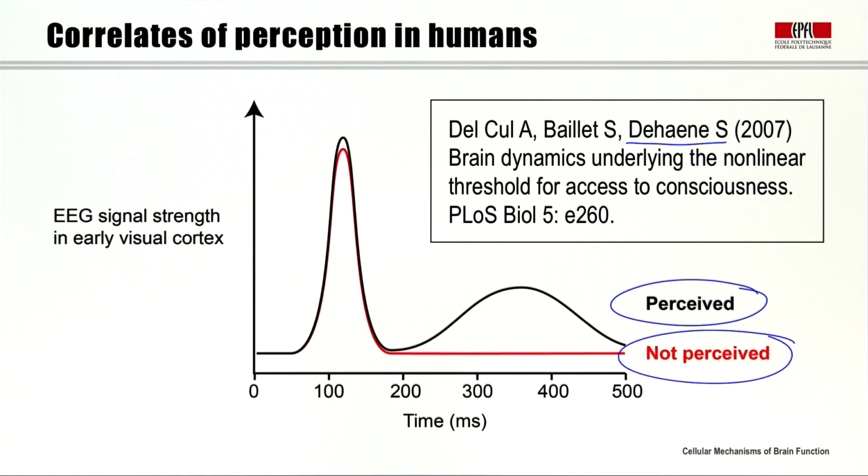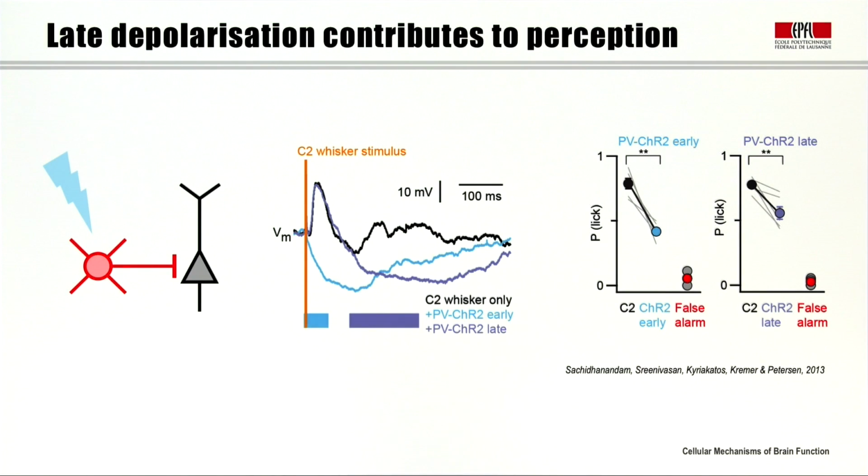And so it looks like something similar might be happening in the human brain compared to what we've seen in the mouse. Now, what's difficult in the human situation is to get a causal perspective on what this late activity might be doing. And that's something that we can do in the mouse system. And so what we need to do then is to specifically inactivate late periods of activity. And we can do that by using channelrhodopsin optogenetics and stimulating the GABAergic inhibitory neurons.